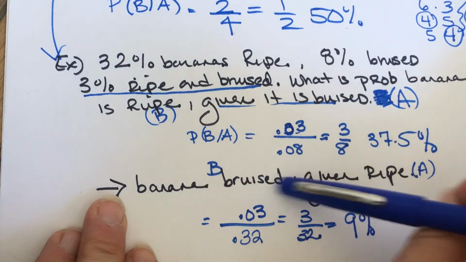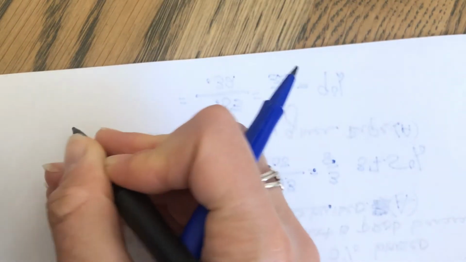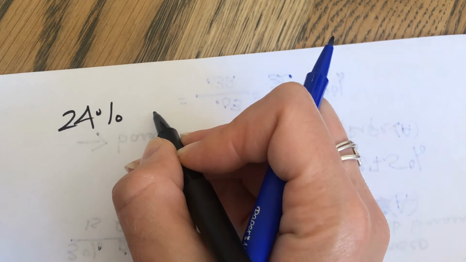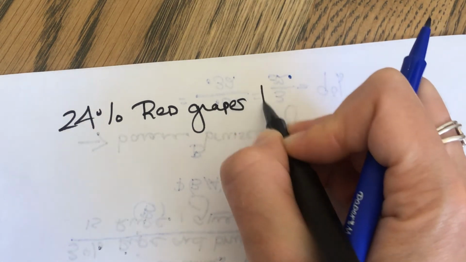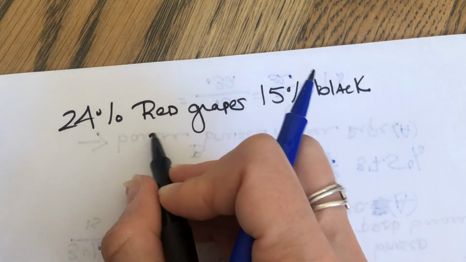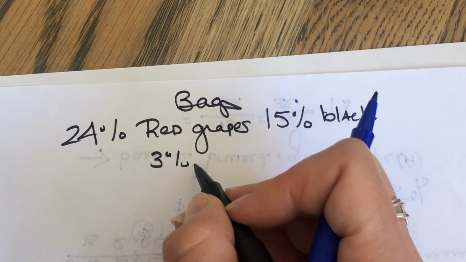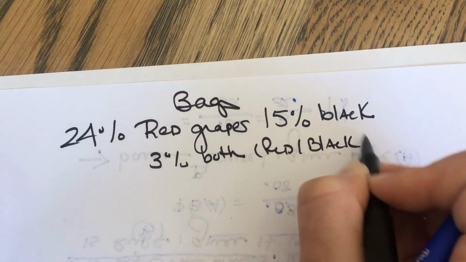I'll just do one more. Again, I'm just looking at the examples in the textbook. I don't really give you that many problems anyway. All right, so real quick, you have a fruit stand. 24% of the grape bags have red grapes. 15% have black grapes. And then 3% of the bags, so these are bags, have both red and black. So bags of grapes.